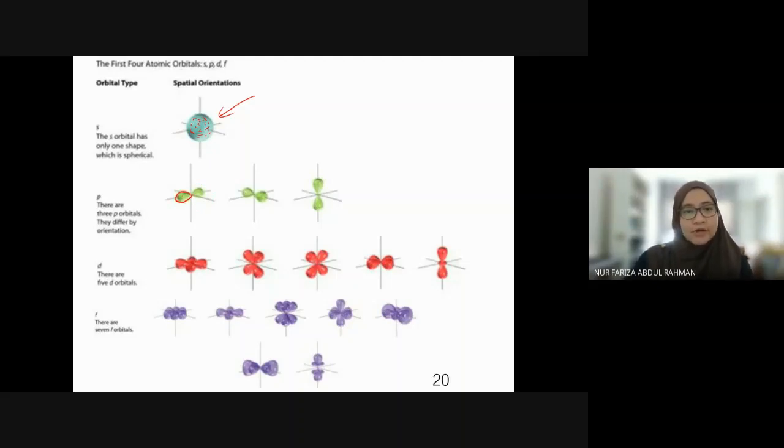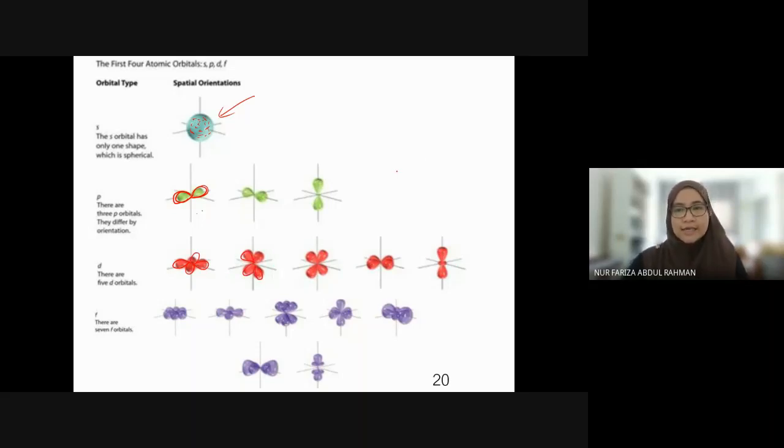So this is just to highlight the shape. This is spherical, this is lobe. As you can see, for P orbital we have 2 lobes. Maybe you are wondering why this P orbital has 3. We have another quantum number that would explain that. This is just to highlight how it looks. So this has 2 lobes. For D, it has 4 lobes. Can you see? It has 4 lobes.